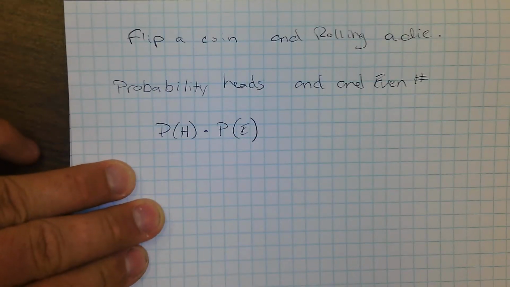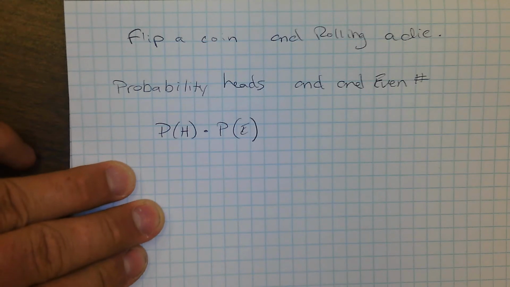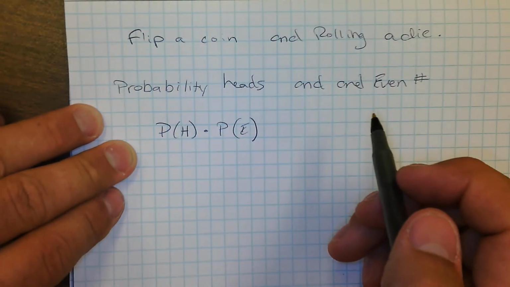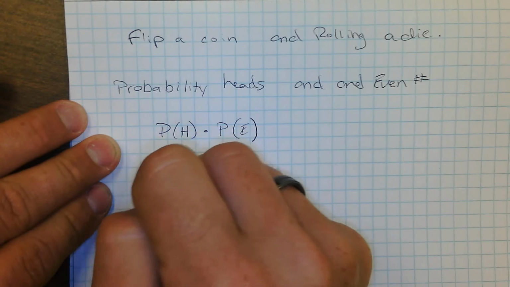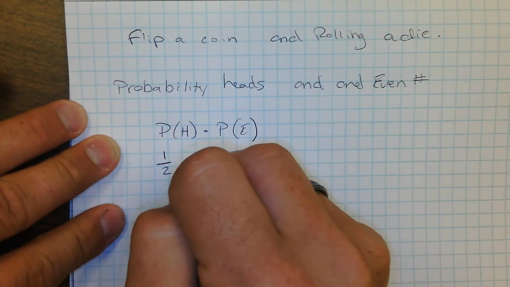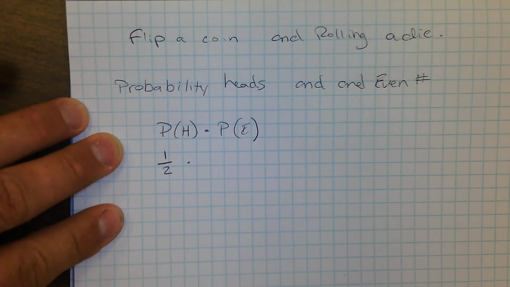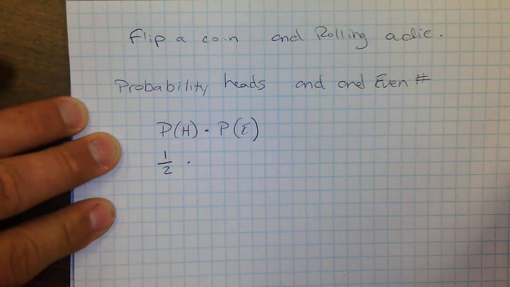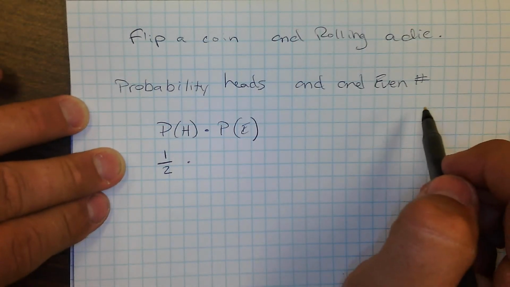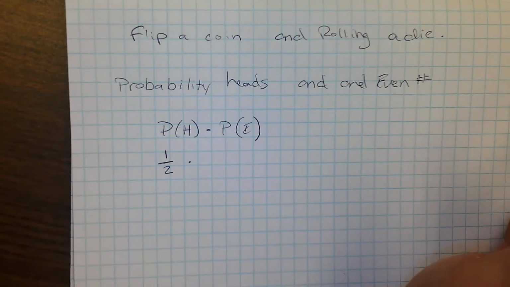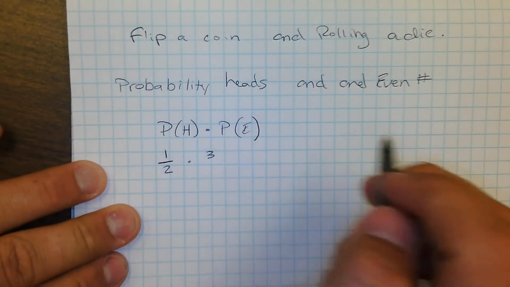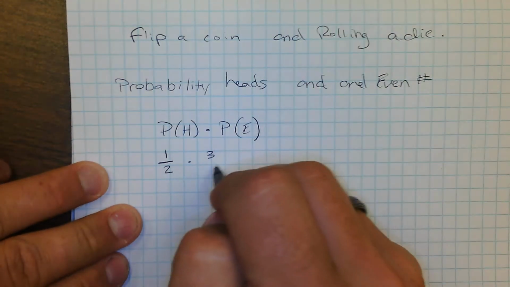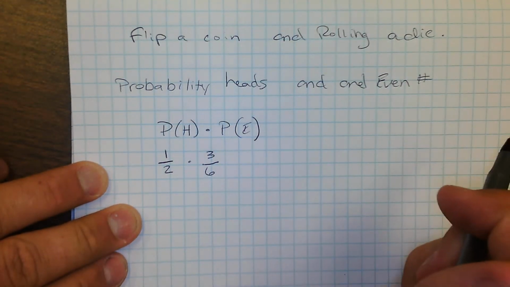Okay, now find the probability of heads. I look at the coin. A coin has two sides, heads and tails. Heads is one option out of the two options. Now I have to look at the probability of getting an even number off of a six-sided die. Well, there are three even numbers, 2, 4, and 6, out of 6 total options.